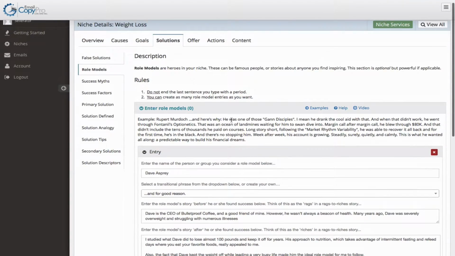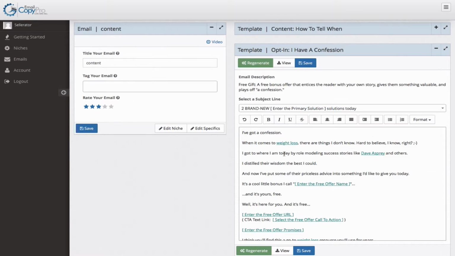I'm going to show you what this looks like inside of an email. First, I'm going to show you a simple version. When it comes to weight loss, there are things I don't know. Hard to believe, I know, right? So again, we're really into rapport. We want your prospect to feel like you are only a slight bit above them, but certainly above them enough to listen to them, not some lofty expert that they can never emulate. I got to where I am today by role modeling success stories like Dave Asprey and others. Now, I distilled their wisdom the best I could. Now, that's all I say in this particular email. I just mentioned his name.